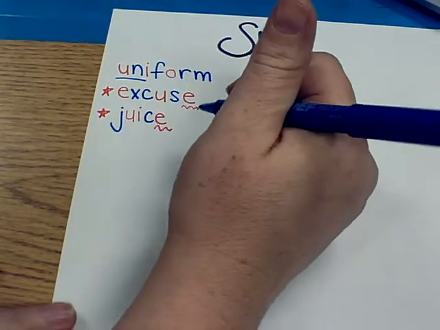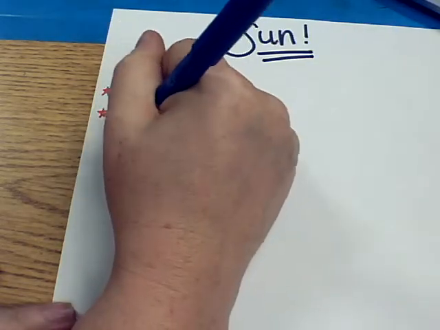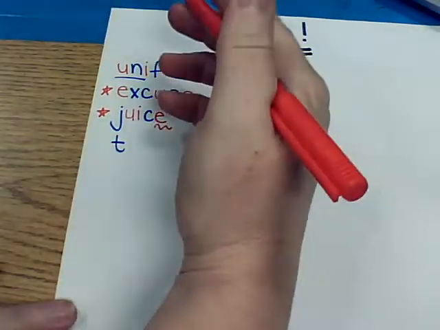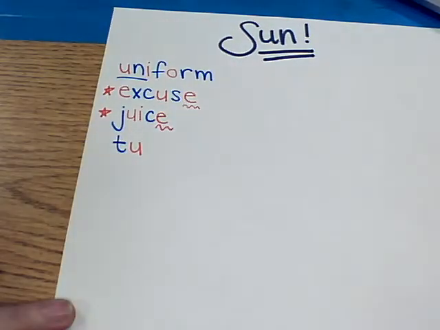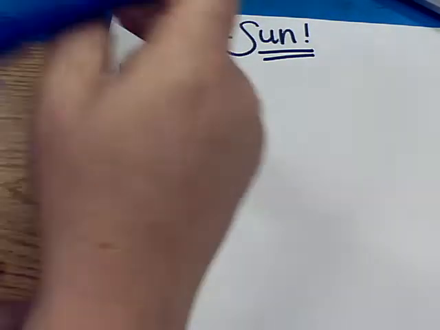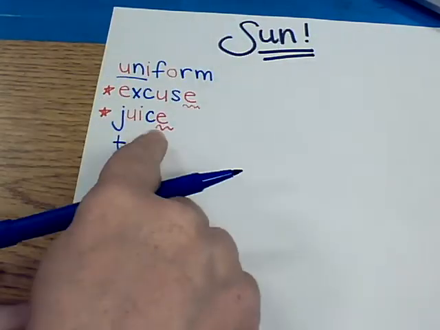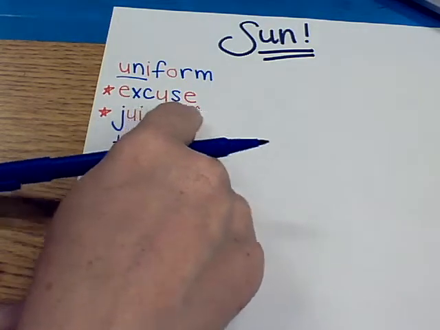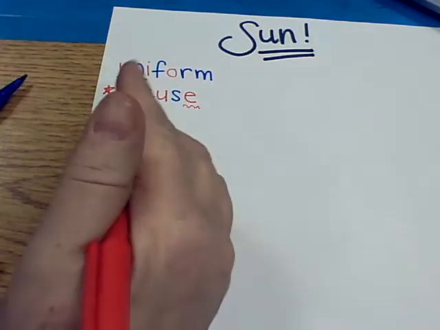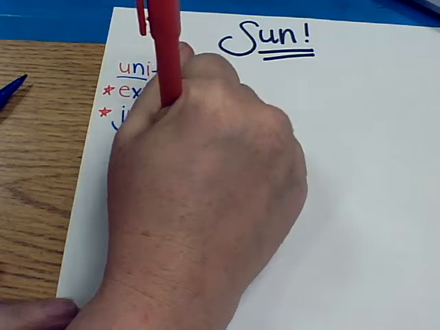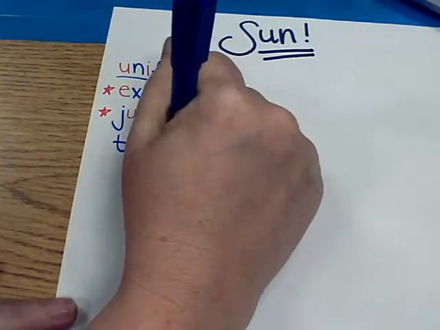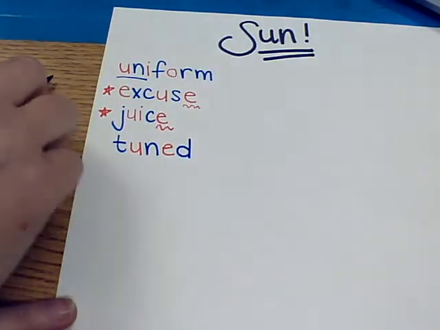Okay, next word is tuned, like tuning a radio. So we have T, U, tune. And then we have our vowel, consonant, vowel kind of pattern. So we have tuned. And then we have a D at the end, tuned.